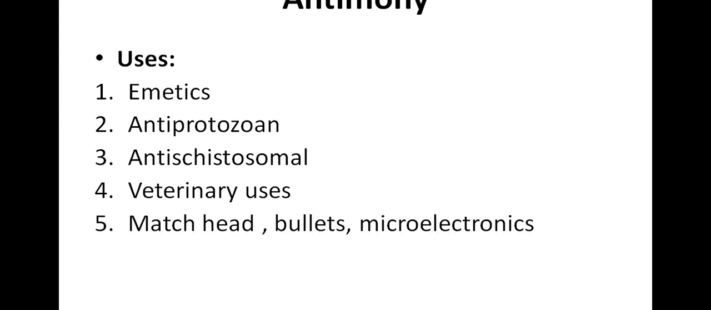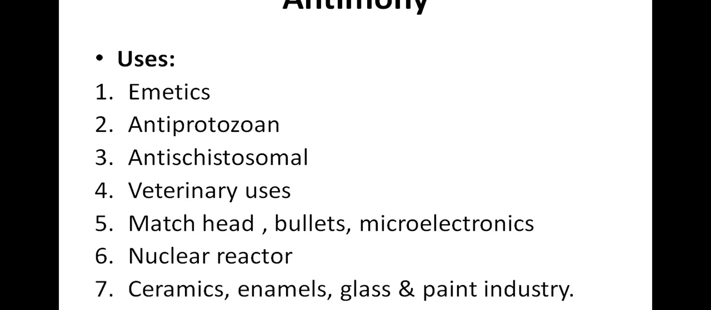It is also used in the match head, जैसे मैंने पहले ही आपको बताया था जब हमने देखा था कि माचिस की डब्बी पे क्या लगा होता है और माचिस की तीली के ऊपर यानी मैच हेड पे क्या लगा होता है. That is antimony chlorate. If you remember that, it is also used in bullets, in microelectronics, in nuclear reactors, in ceramics, in enamels, in glass and in paint industries.